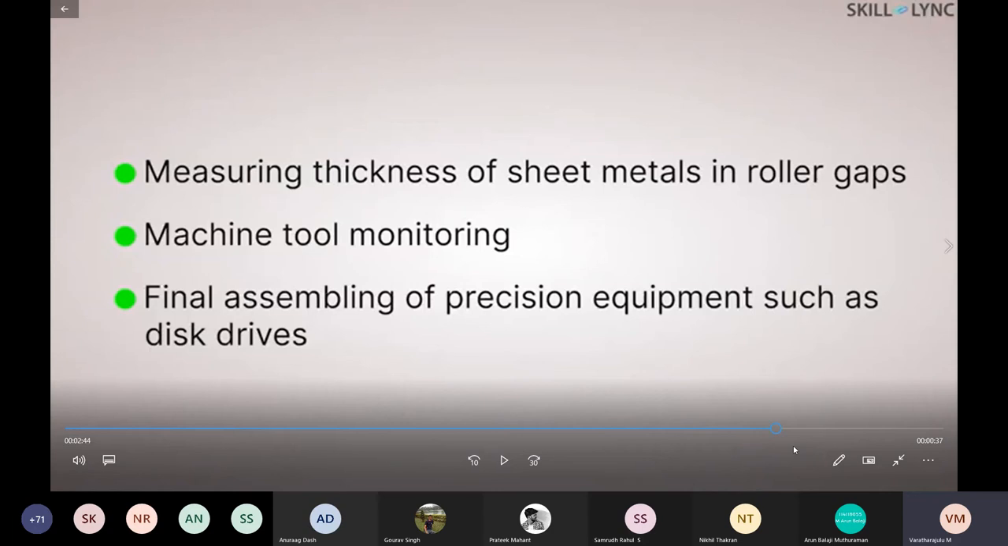Measuring thickness of the sheet metal in the roller gaps, tool monitoring, and the final assembling of precision equipment such as disk drives are applications in our field. Therefore, we need to have a look at these sensors and transducers.